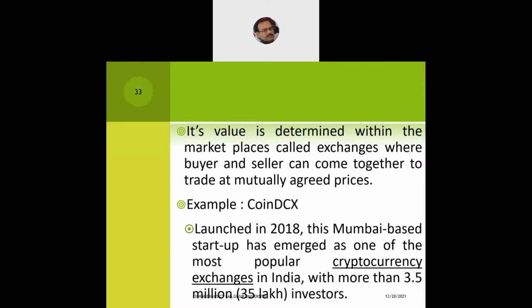Financial health of the company. Accordingly, they are being traded in the exchanges. One of the better examples is CoinDCX, launched in 2018. It's another good Mumbai-based startup, one of the most popular cryptocurrency exchanges in India, with a combined investor strength of almost 35 lakh. Since these are not authorized, it's a huge risk when you invest in these markets.